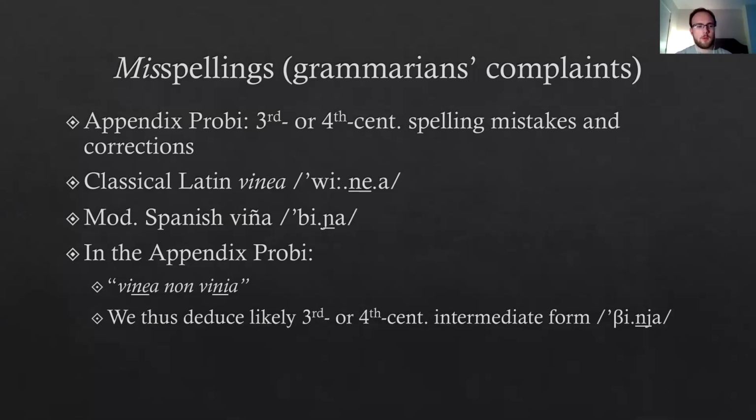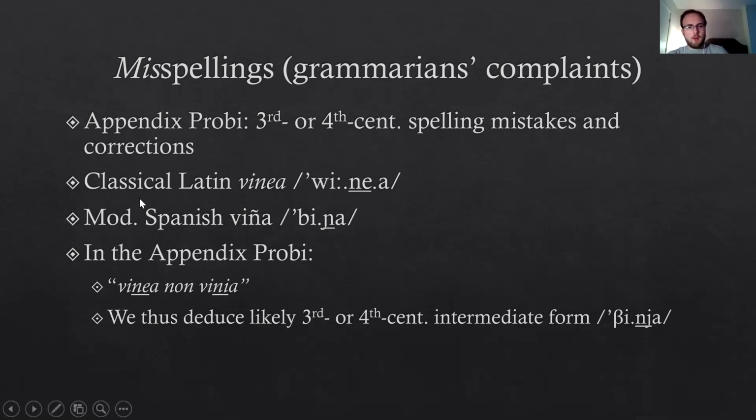And we also see, in the category of misspellings, that grammarians' complaints can be very insightful. So I talked about the Appendix Probi earlier. I showed you that manuscript. It's a 3rd or 4th century list of spelling mistakes, basically, and their corrections. And spelling mistakes, as we've talked about, are usually reflective of a change in the spoken language that the writing system hasn't caught up to yet. The writing system is usually frozen in place from an earlier period, but that doesn't stop the spoken language from changing, obviously.